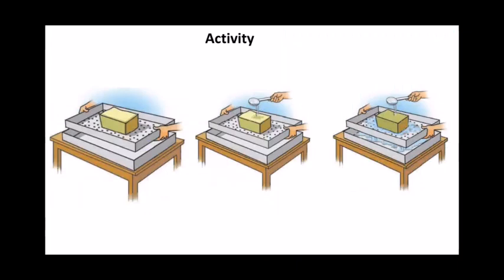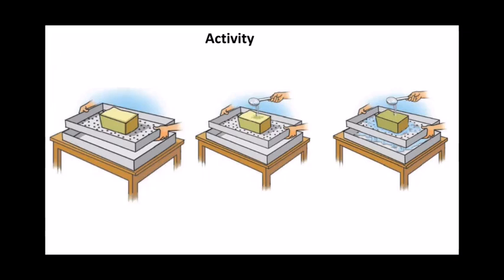Okay, children, this is an activity where there is a tray taken that is deeper in the center, and a sponge is also taken. There are holes made on the flat part of the tray, and then the sponge is placed in the center of the tray.